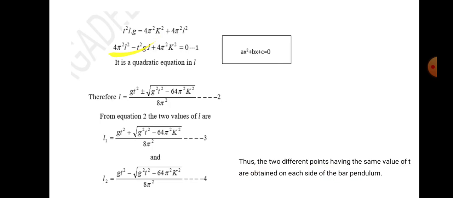Just take this here: 4 pi square L square minus, I am taking this completely here, t square g into L, and again plus 4 pi square k square is equal to 0. Call this equation number 1. This equation looks like a quadratic equation in terms of L.